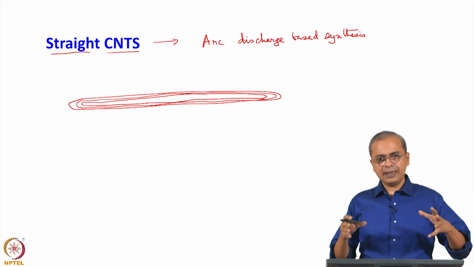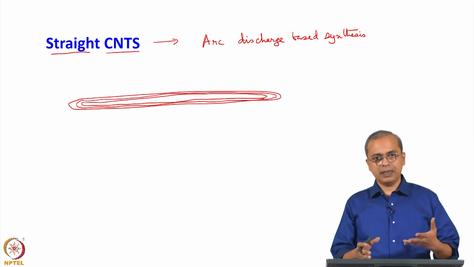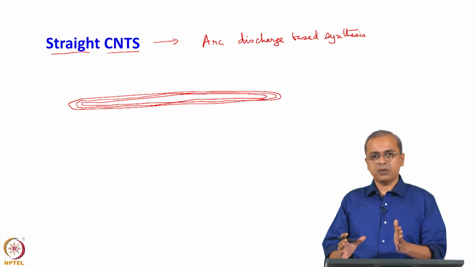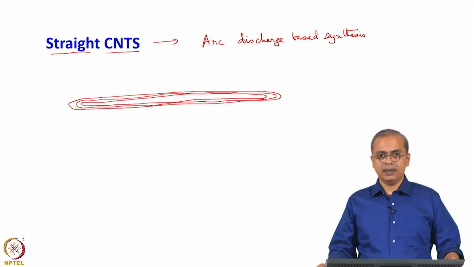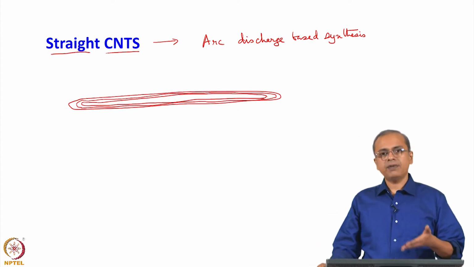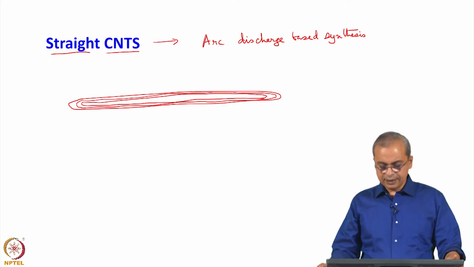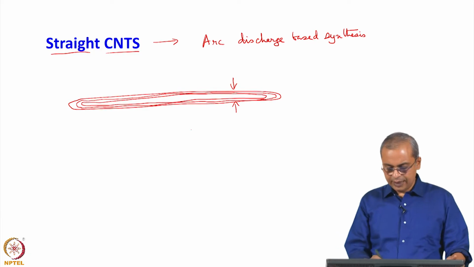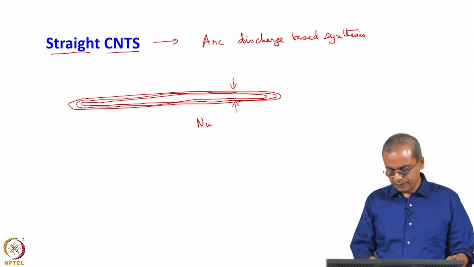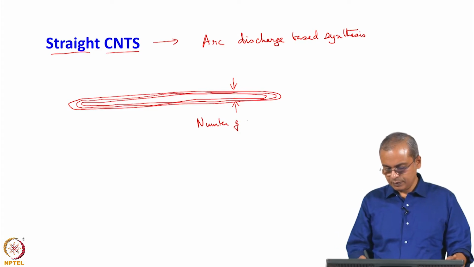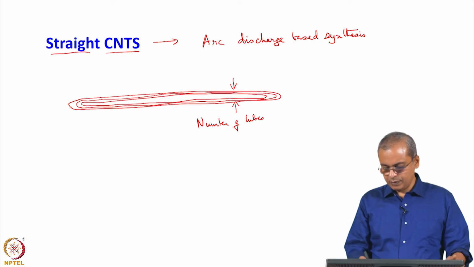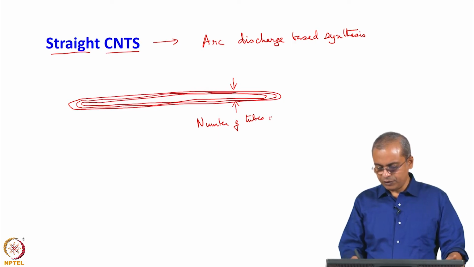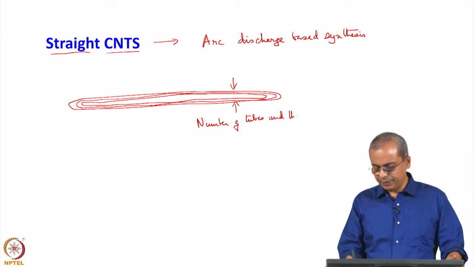And so it is not just an occasional nanotube that looks like this. When you get done with that process, when you look at it under the electron microscope, you will find several nanotubes that look exactly like this. You will have variation in thickness. So, the number of tubes, and therefore the thickness and therefore the diameter.